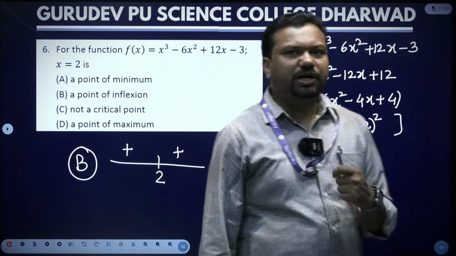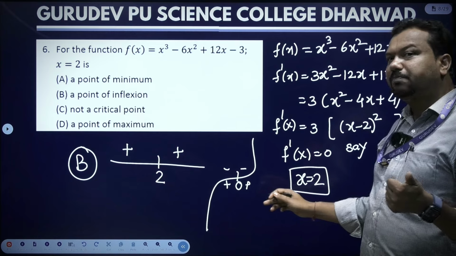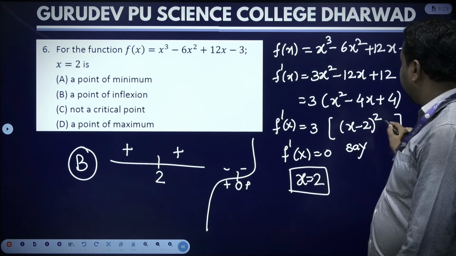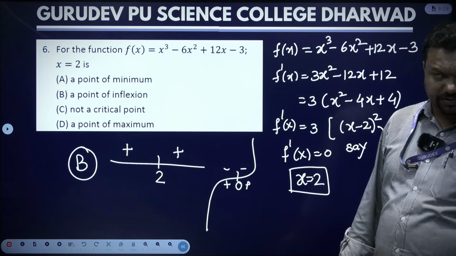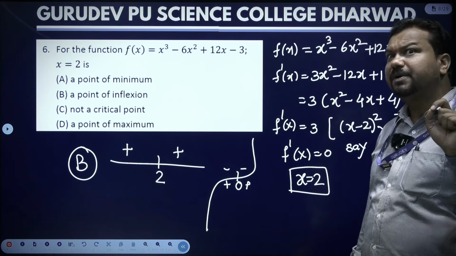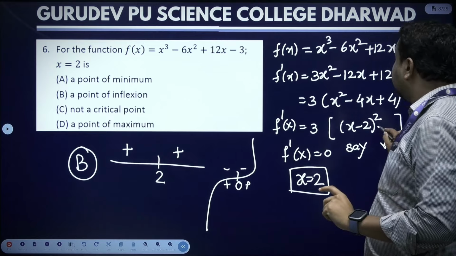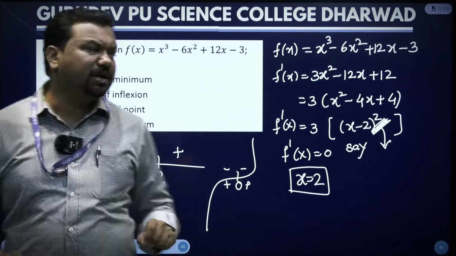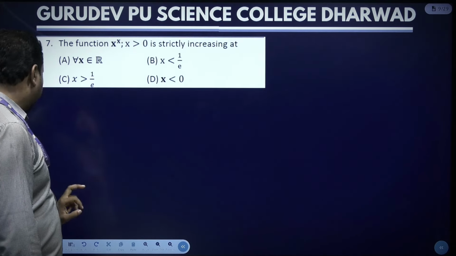Clear? So you can decide this by looking at x minus 2 whole square. See, x equal to 2 is called the critical point. But what happens in the neighborhood, left of 2 and right of 2, we do not know. But because it is x minus 2 square, whatever you put in the left neighborhood of 2 and the right neighborhood of 2, the function sign remains the same. Plus stays plus, minus stays minus. But here, because of the square, compulsorily plus plus remains. Clear? Therefore, you can call it the point of inflection. Done? Right? Okay, let's go for the next one.